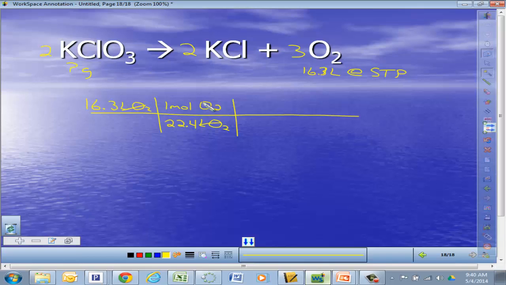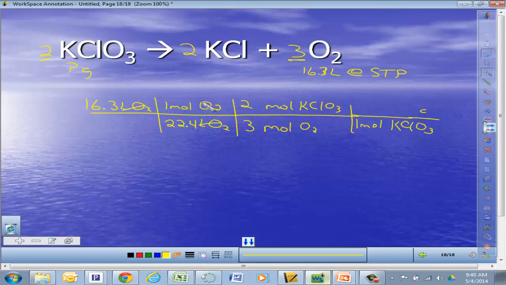Next step, mole to mole ratio. 3 moles and 2 moles. So my moles of O2 will go here just so they cancel. My moles of the KClO3 are going to go there. When I fill in, the 3's with the oxygen, the 2's with the KClO3. And then the last thing, 1 mole of KClO3.